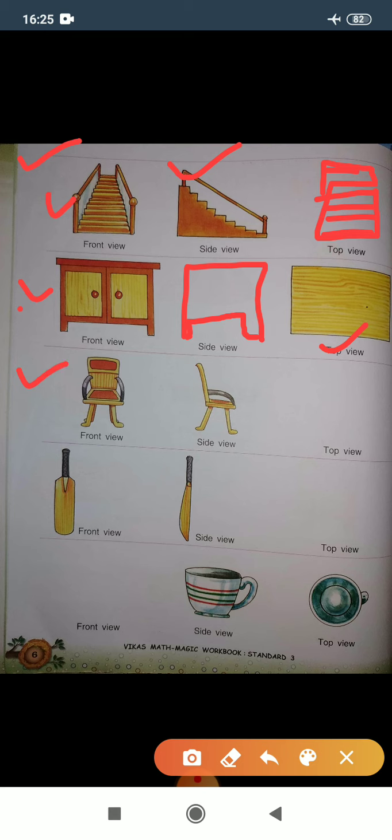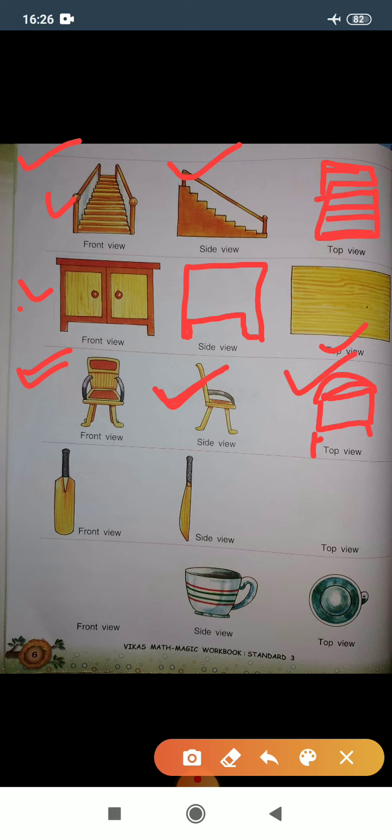In the next example, the front view of the chair is given, the side view of the chair is given. Now we need to draw the top view. That means if we look from above, how will the chair look? So simply we can observe this type of figure. So front view of the chair, side view of the chair and top view of the chair is done.